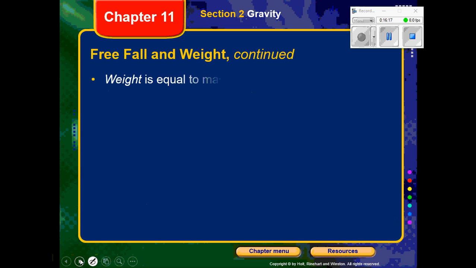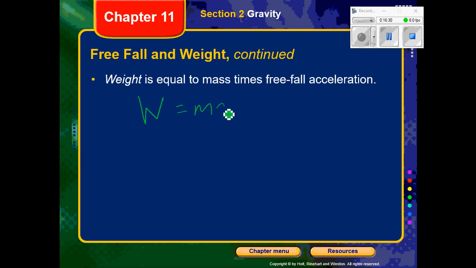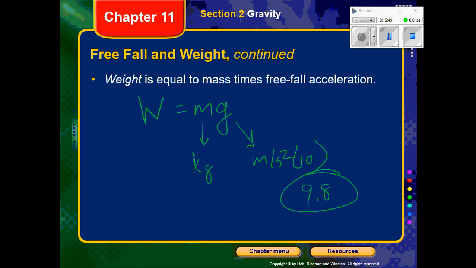Free fall and weight. Weight is equal to mass times free fall acceleration. Here's your formula. Ready, everybody? Write this down. W equals your mass times little g. Remember, your mass is in kilograms. Little g is in meters per second squared, and we use 10, like I said. So that's the weight. Go ahead and use 9.8 for the assignment, though, because I'm thinking that's what the book used, and I took these questions out of the book. Okay, so weight equals mass times free fall acceleration. That's what we're just saying right there.